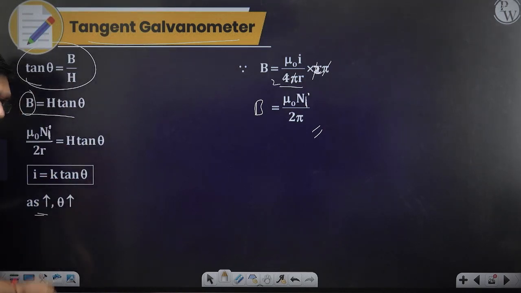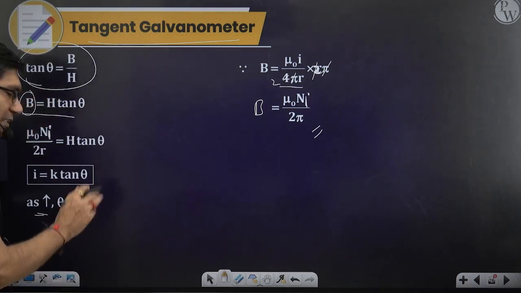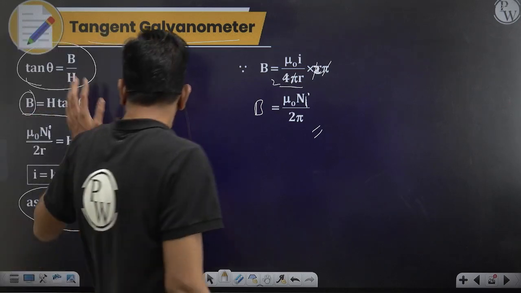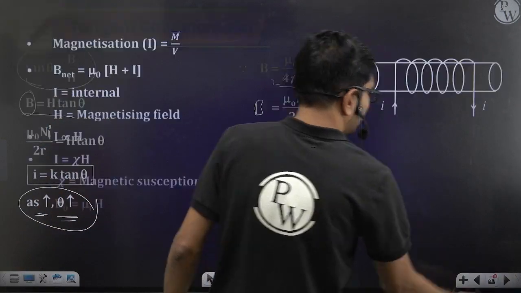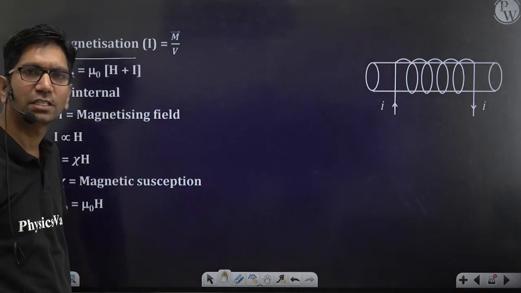As the current increases in a tangent galvanometer, the deflection, the angle, also increases. It is directly proportional. Just remember the formula, that's it. Next, magnetization.